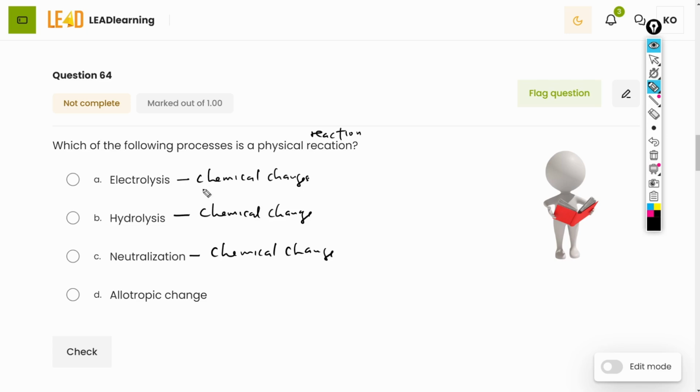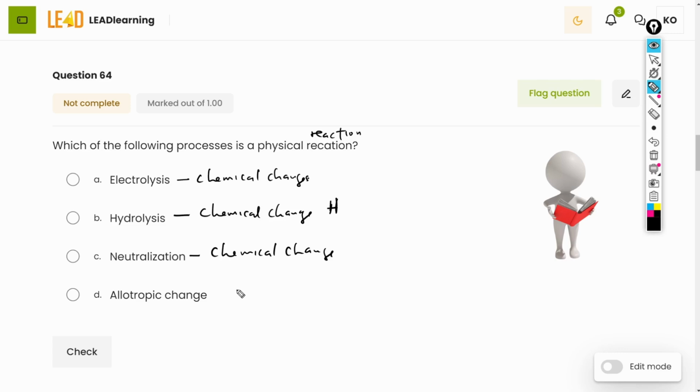Electrolysis is a chemical change. It involves the decomposition of a compound by the passage of a direct current into the molten or aqueous salt of a compound. Hydrolysis is the splitting of a compound by the addition of water. Neutralization, of course, is the reaction between an acid and an alkali to form salt and water only.